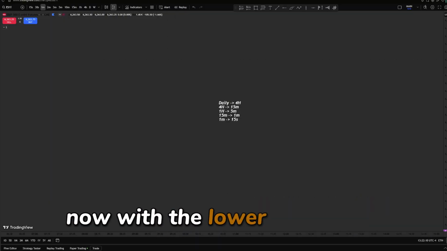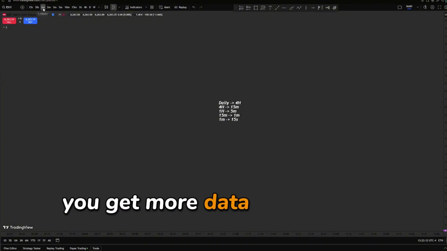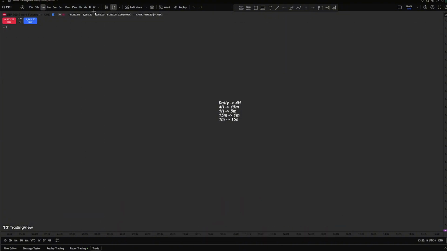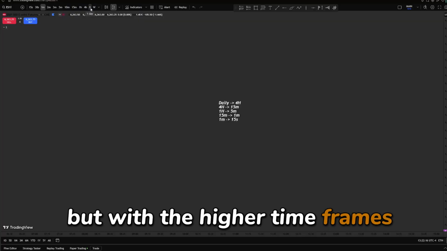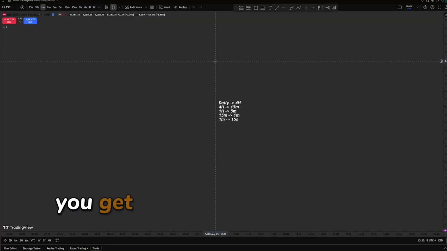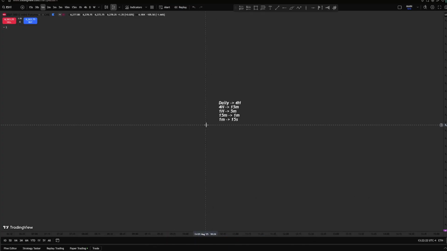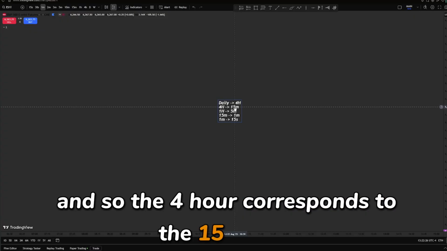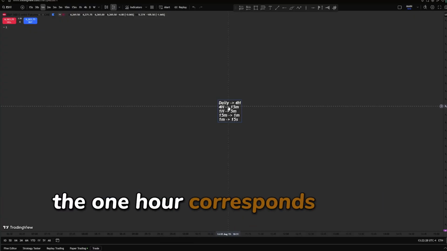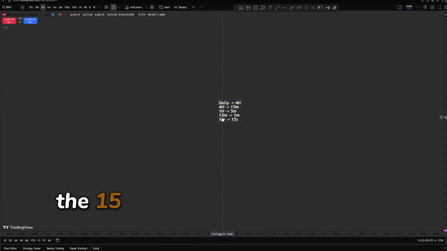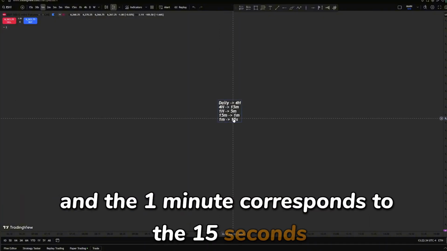Now, with the lower time frames, you get more data of what price has actually done, but with the higher time frames, you get more idea of what price is going to do. And so the 4 hour corresponds to the 15 minute, the 1 hour corresponds to the 5 minute, the 15 minute corresponds to the 1 minute, and the 1 minute corresponds to the 15 second.